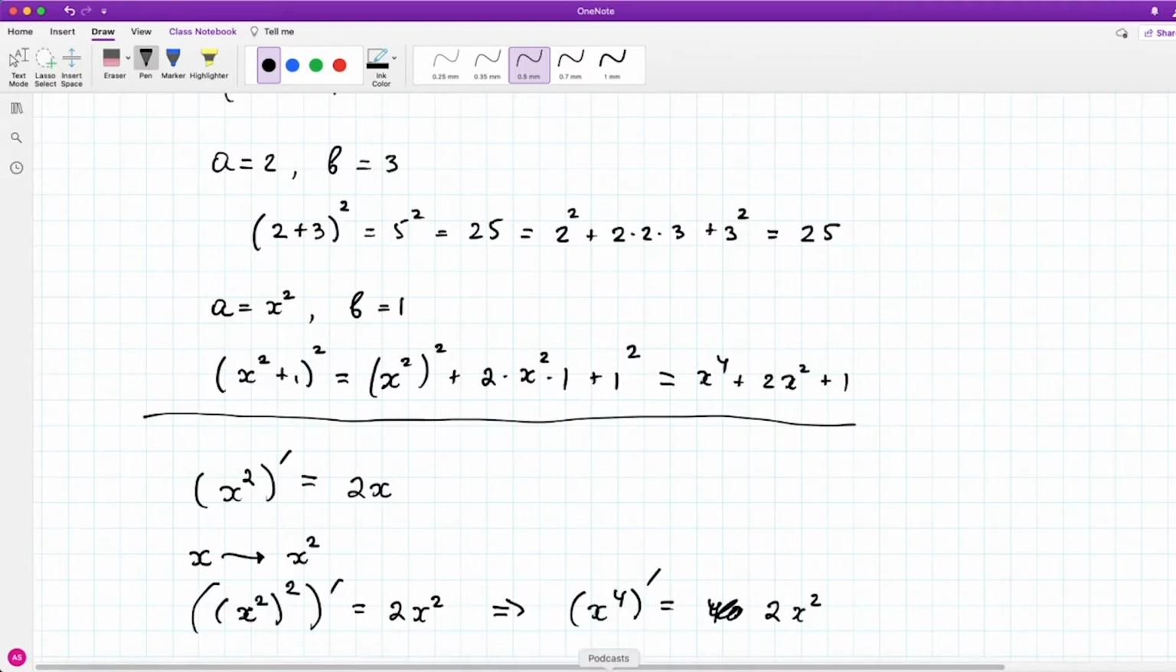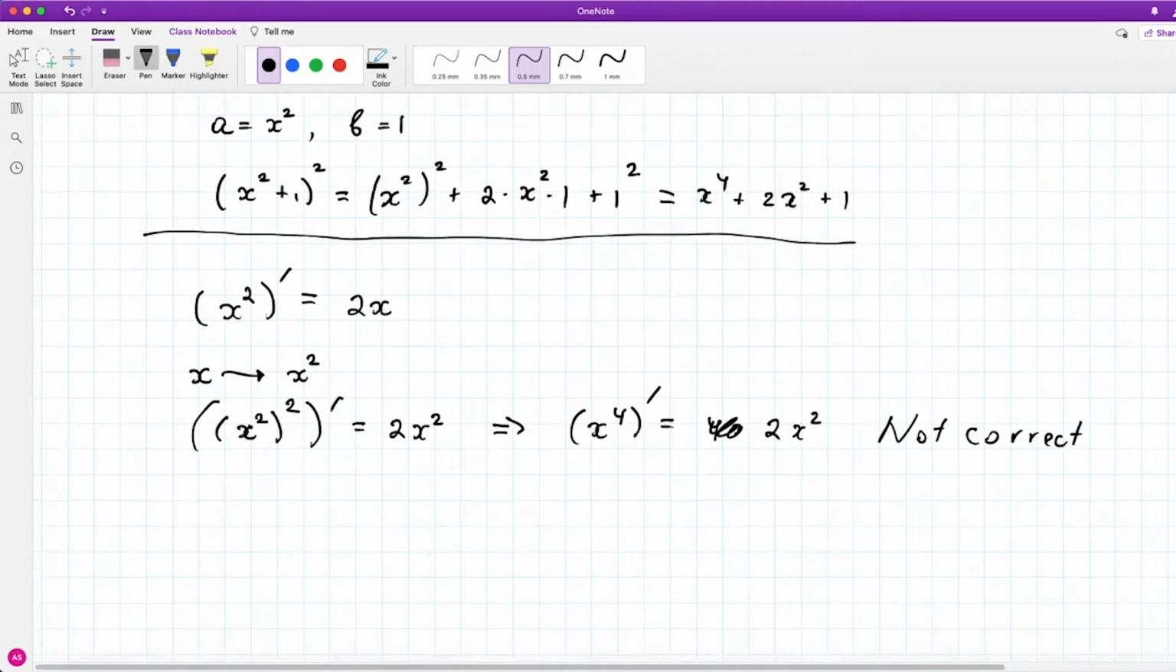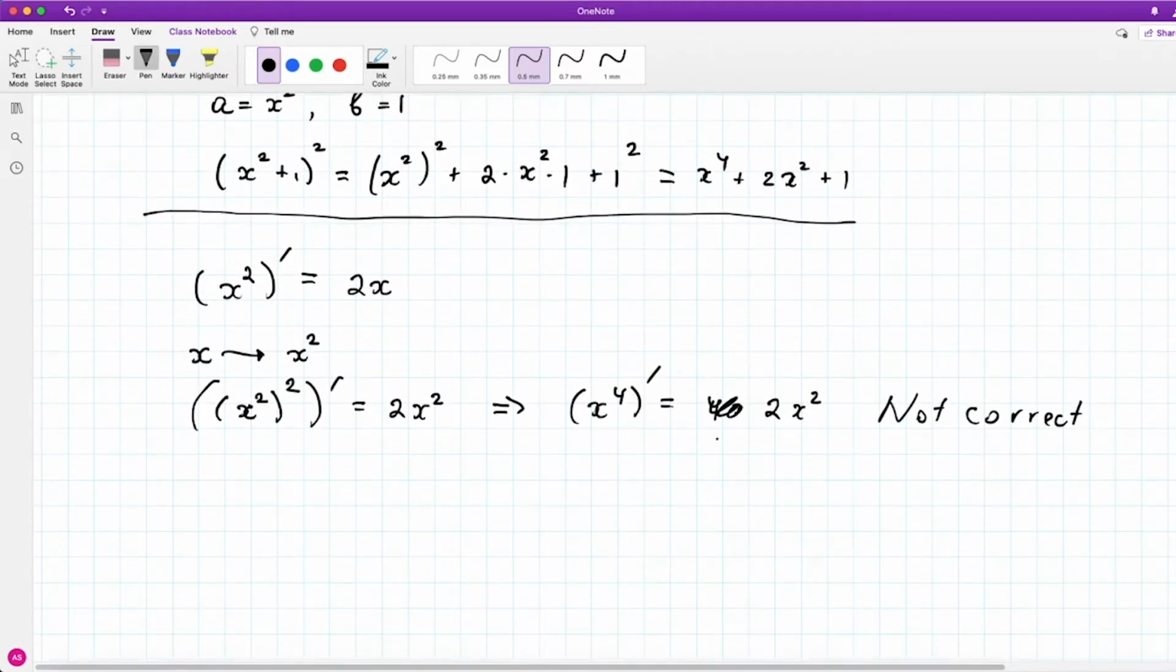And unfortunately, perhaps somewhat surprisingly, this is not correct any longer. So this is not correct, because by the same power rule, the derivative of x⁴ is equal to 4x³.